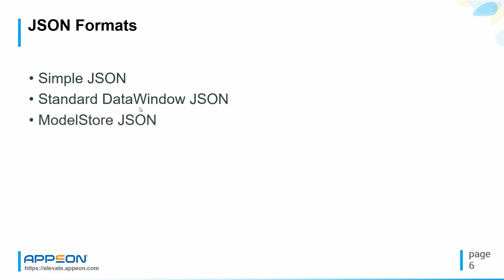There's also a model stored JSON. I mentioned that because that was introduced in the original version of PowerBuilder 2019. That is being deprecated in R2. So I mentioned it there for completeness, but I would not recommend you spend any time with it. Either use simple JSON if you're interacting with other clients or other services that need to have the data in just plain JSON format, or if you're just doing internal development where the server and the client are both PowerBuilder, then you can use the standard DataWindow JSON format and achieve a little bit more functionality through your services.